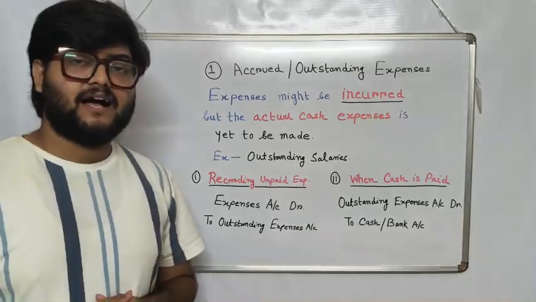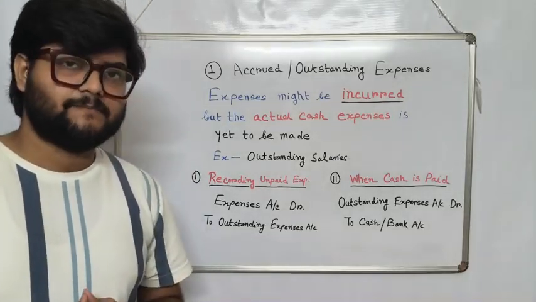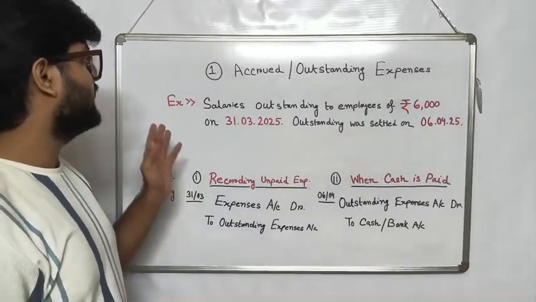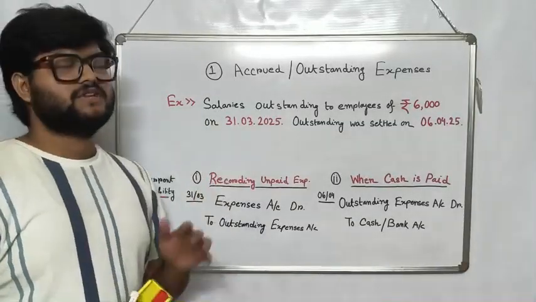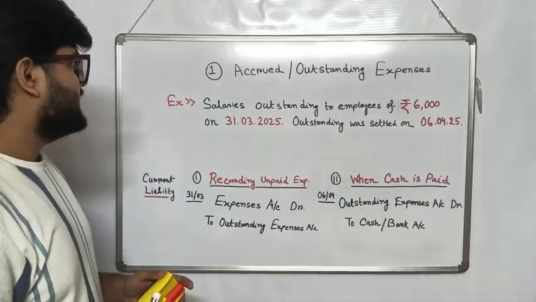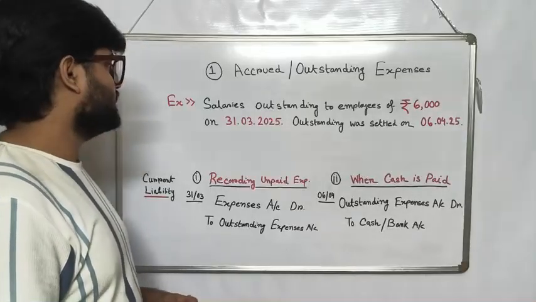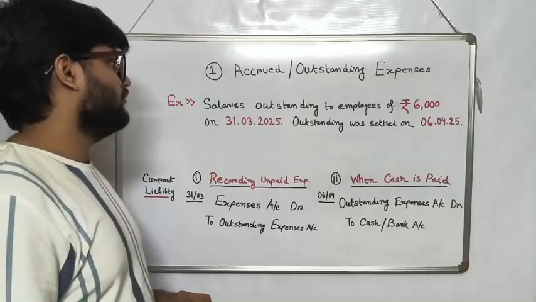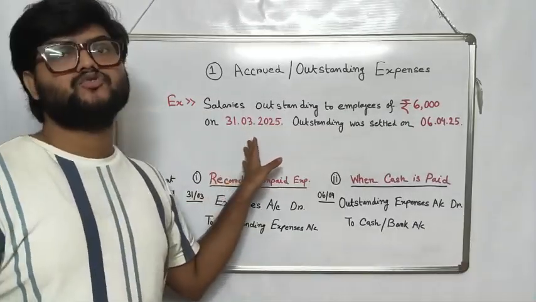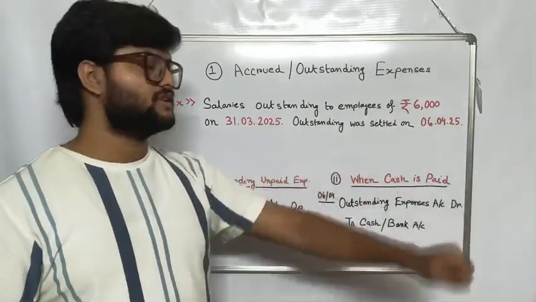Now I will take a real life example so that you can understand it better. Now we have taken a real life example of outstanding expenses. It states salaries outstanding to employees of rupees 6,000 on 31st of March 2025. So on 31st of March 2025, the outstanding salary to employees is rupees 6,000.